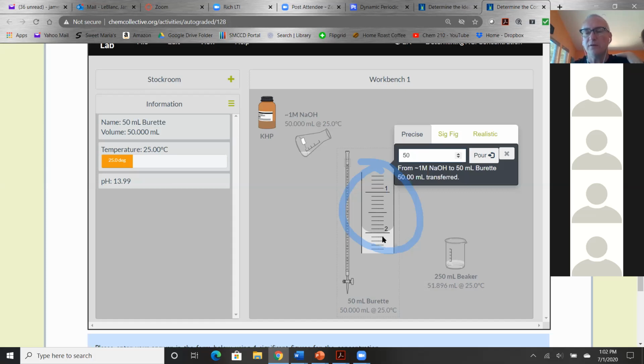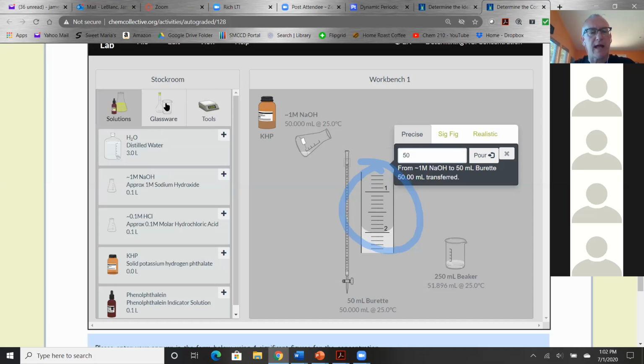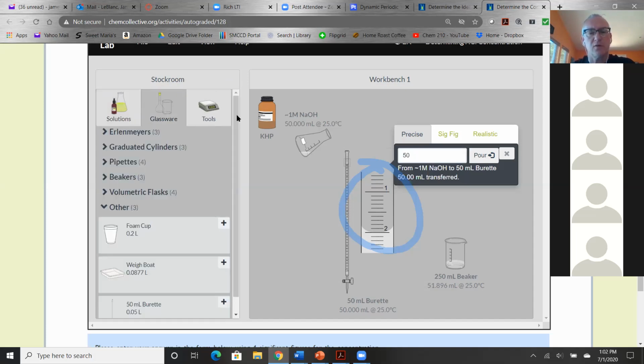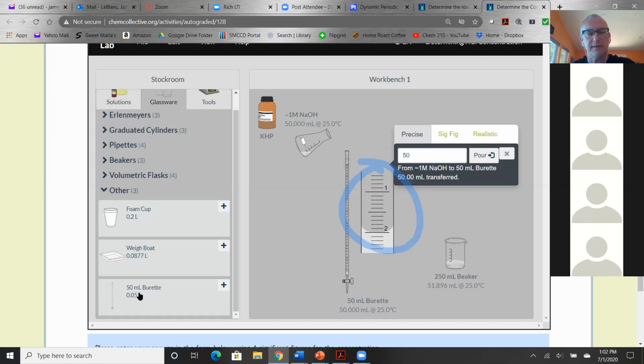What would you say the volume in the burette is right now? I'm sorry, I just want to ask you, how do you get the burette, from which icon? Oh, go to the stock room, go to glassware, other glassware, and then scroll down to burette. It's right there. Okay?